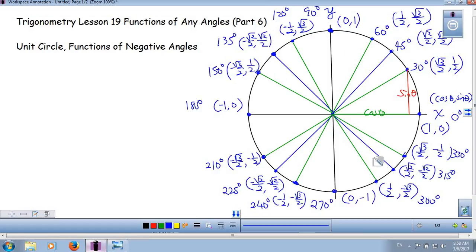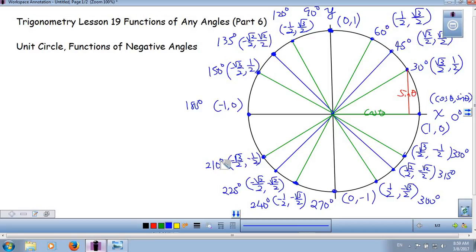So there are many ways that we can look at this. You can look at the reflections, or you can use our acronym ASTC: All Students Take Calculus. Every quadrant will follow those rules, and however we look at it, we will come up with the same thing. So this is a rough sketch of a unit circle.